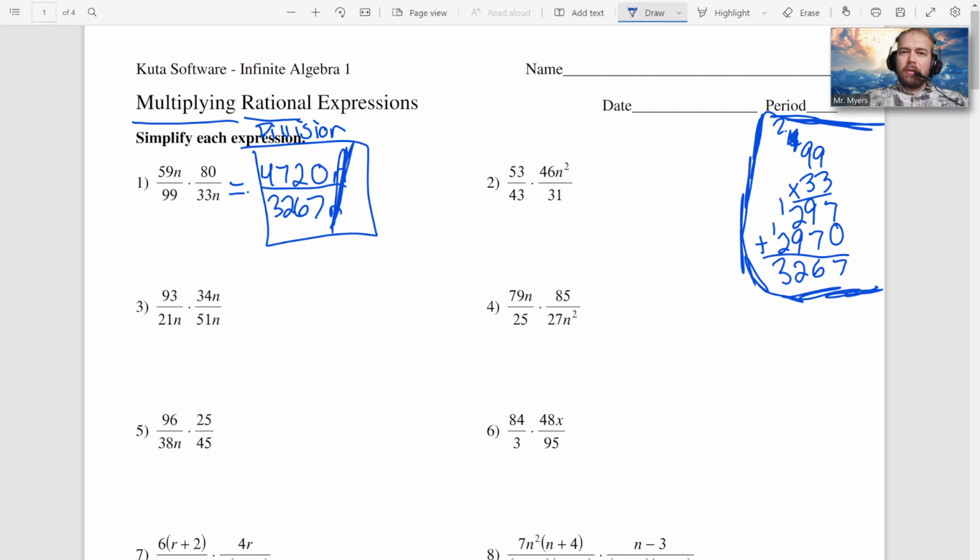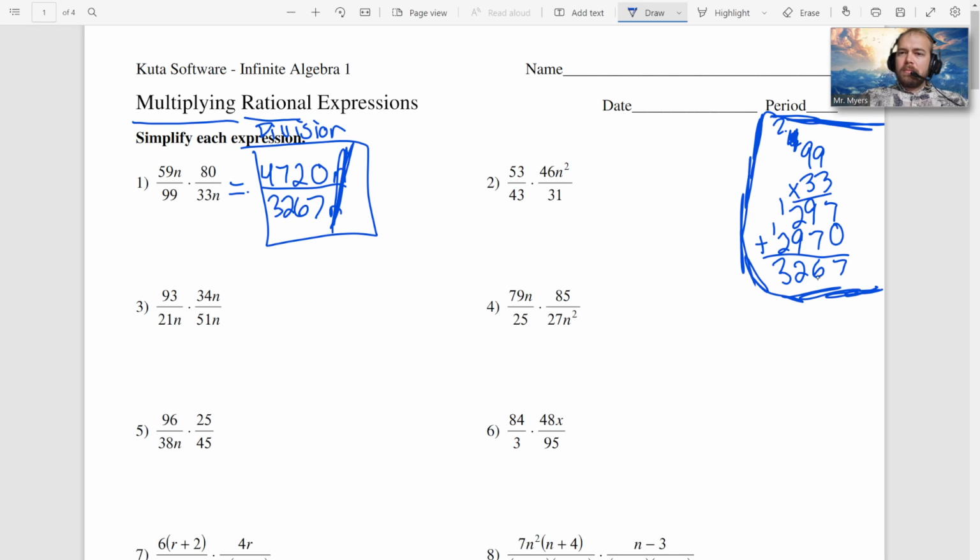But as we go along here, there should be some numbers in common with other numbers as we go. Except for on number 2, because it looks like 43 is prime, 31 is prime, 53 is prime. Wow, lots of big prime numbers. Okay. Well, we'd have to multiply them out again.